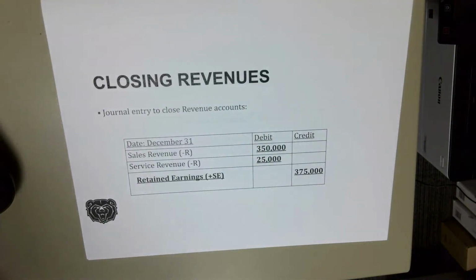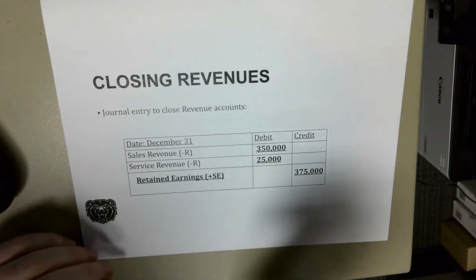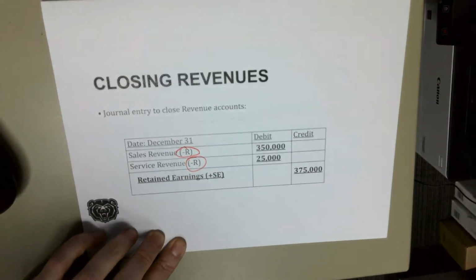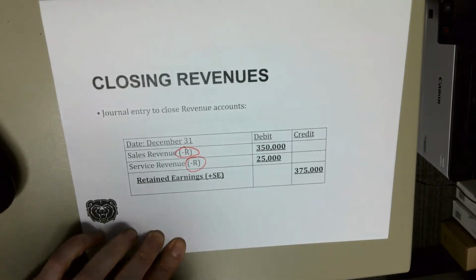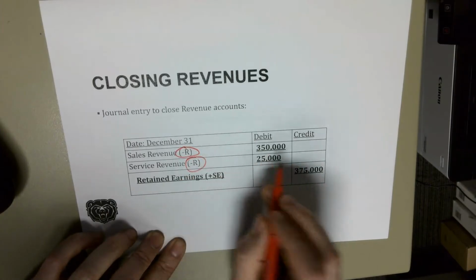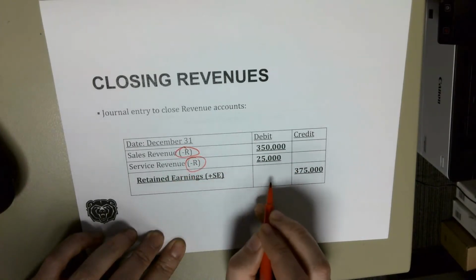So what's that look like as a journal entry, right? Well, it's going to look a little backwards and look a little weird to you because we have been talking about crediting revenues to increase them, but remember, now we're trying to decrease these revenues, right? So we're going to be debiting those to decrease them. So we're going to debit sales revenue for $350,000. We're going to debit service revenue for $25,000.